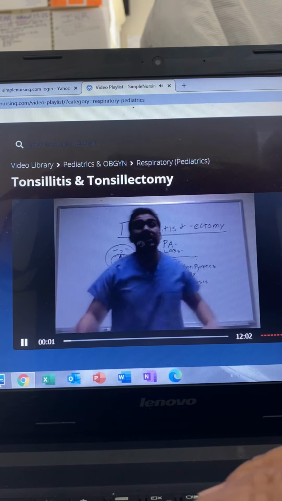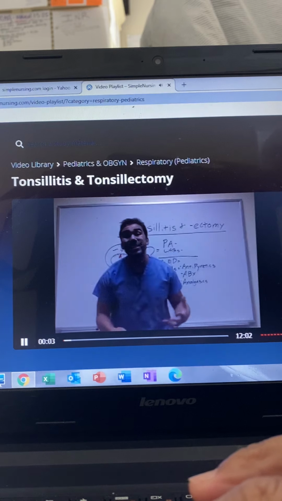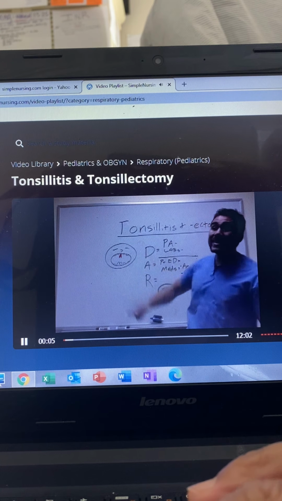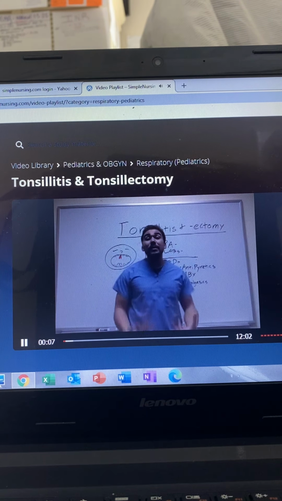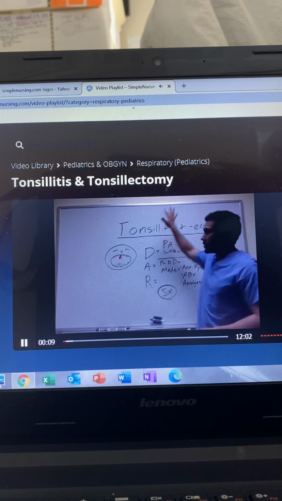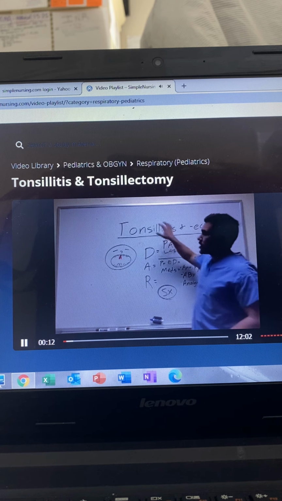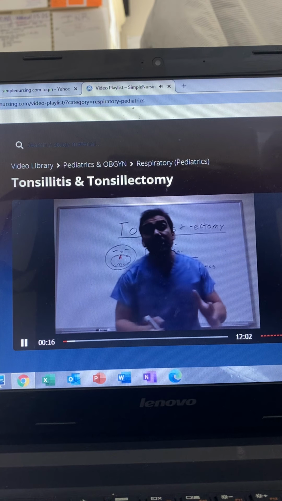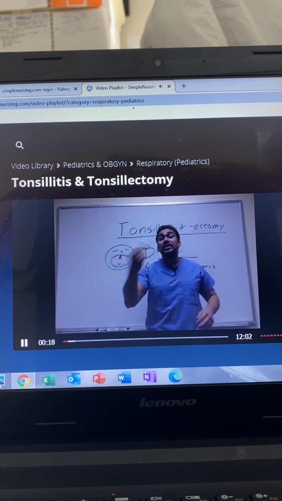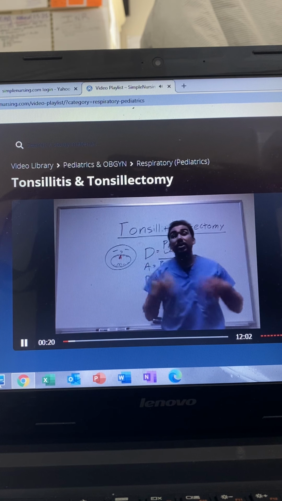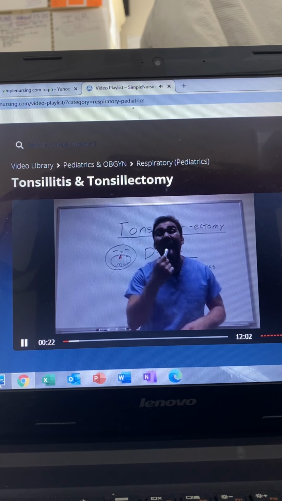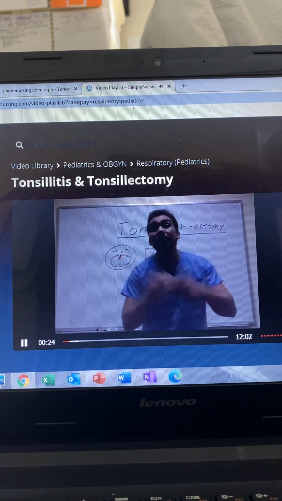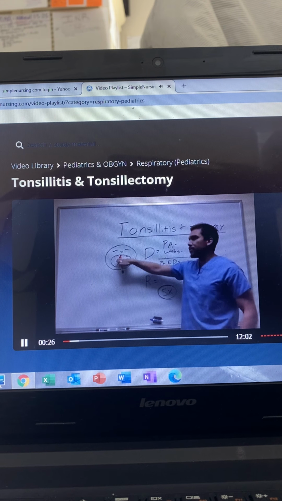So let's talk about tonsillectomy as well as tonsillitis. Now, tonsillitis is an inflammation of your tonsils. Itis meaning inflammation, tonsils meaning your tonsils. If you have a tongue compressor at home, you can put it in your mouth, look at yourself in the mirror, and say ah, and see these two big red things in the back of your throat, and those are your tonsils.